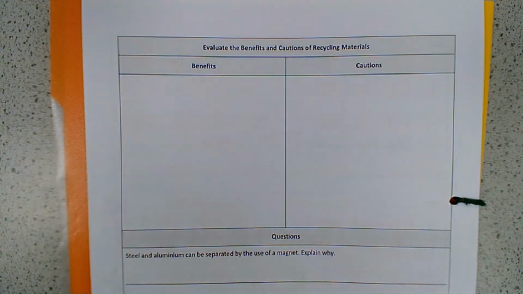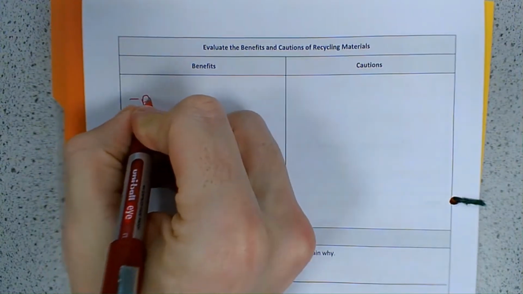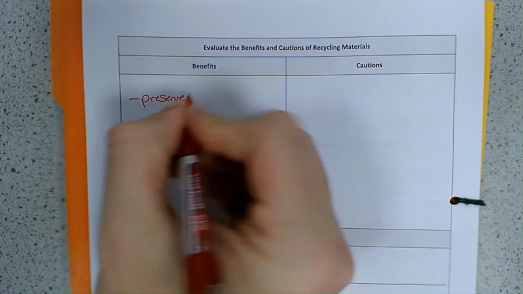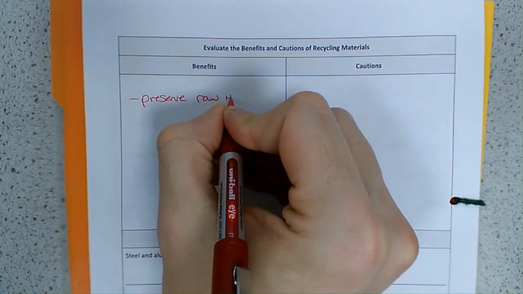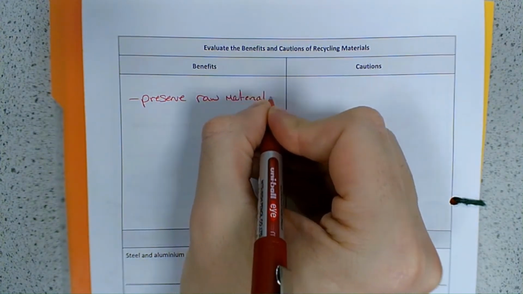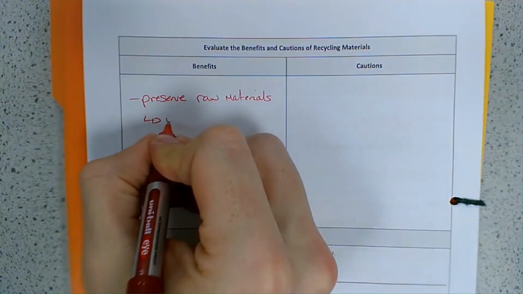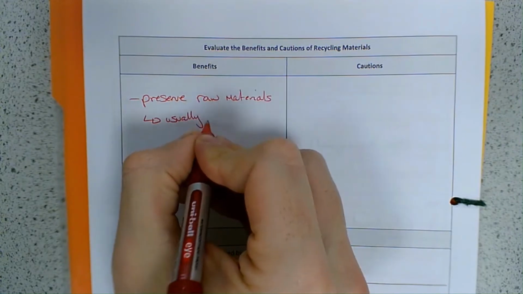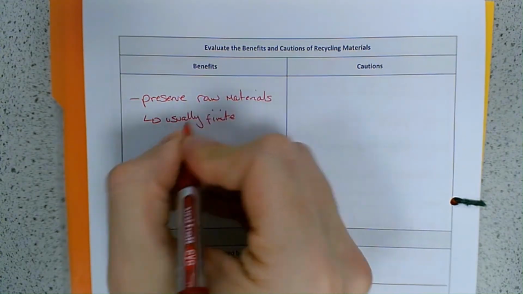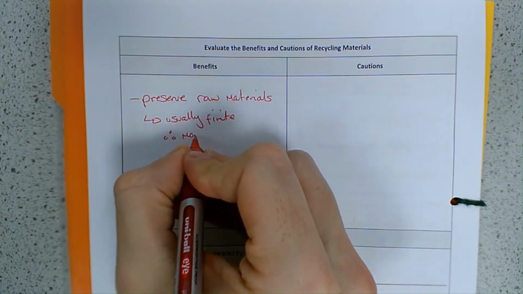So for our benefits and cautions of recycling materials, again, add to your own using green pen or make corrections in green pen. So the obvious benefits are that we're able to preserve raw materials. If we recycle materials, then there's no need to extract more raw materials. Now, these raw materials are usually finite materials. Therefore, it's more sustainable to recycle.